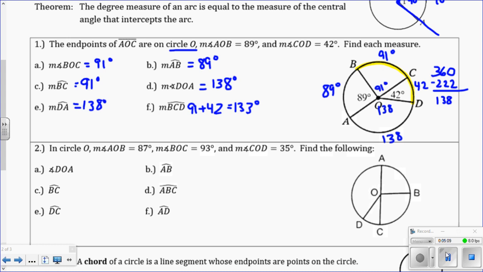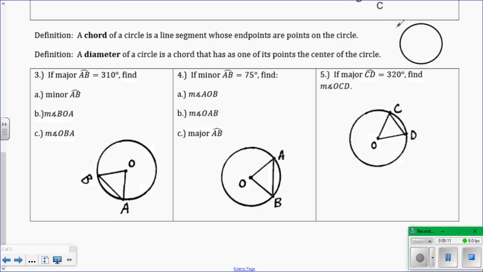All right, now practice number 2. Another definition: a chord of a circle is a segment whose endpoints are points on the circle. If I draw 2 points on the circle wherever I want and connect them, that is called a chord. A diameter is an example of a chord. It just happens to go through the center of the circle.